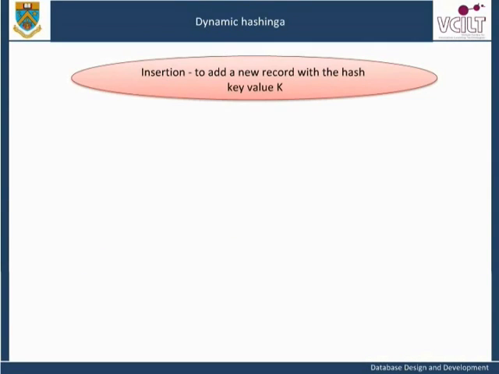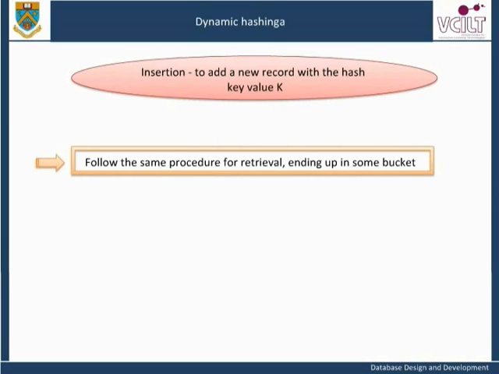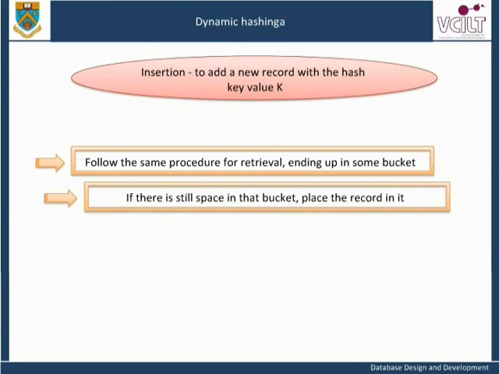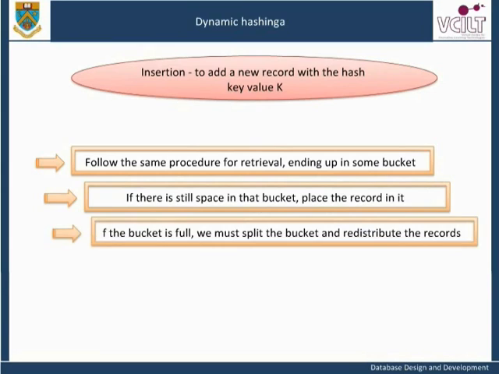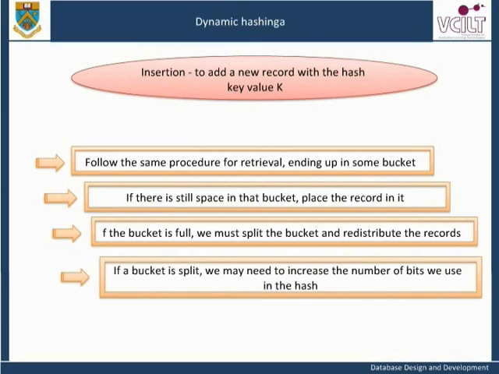Insertion. To add a new record with the hash key value k, follow the same procedure for retrieval, ending up in some bucket. If there is still space in that bucket, place the record in it. If the bucket is full, we must split the bucket and redistribute the records. If a bucket is split, we may need to increase the number of bits we use in the hash.